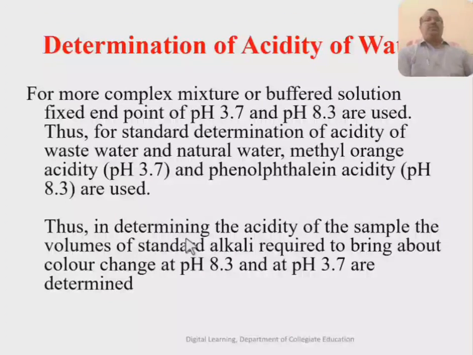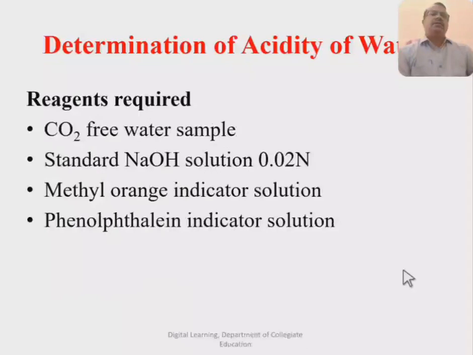For more complex mixtures or buffered solutions, fixed end points of pH 3.7 and pH 8.3 are used. Thus, for standard determination of acidity of wastewater and natural water, methyl orange acidity, that is pH about 3.7, and phenolphthalein acidity, pH 8.3, are used. In determining the acidity of a sample, the volumes of standard alkali required to bring about color change at pH 8.3 and pH 3.7 are determined.